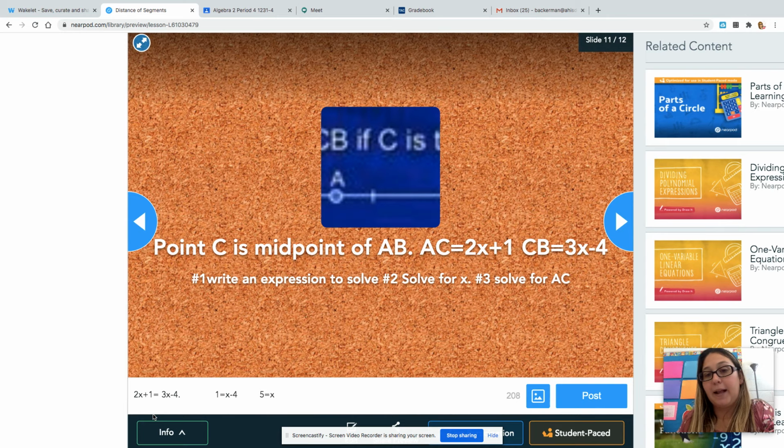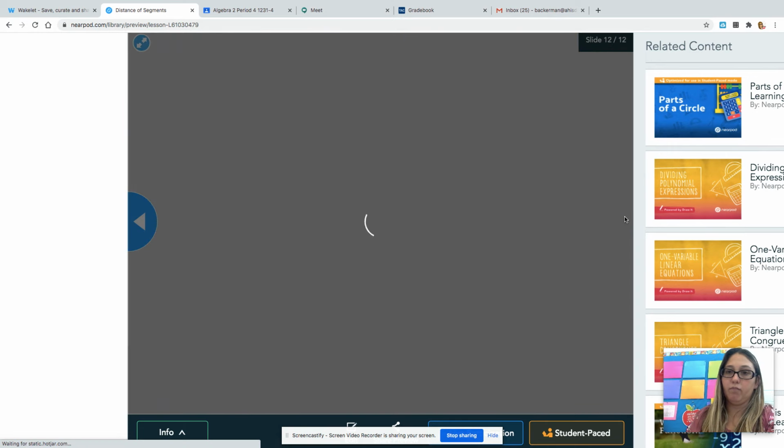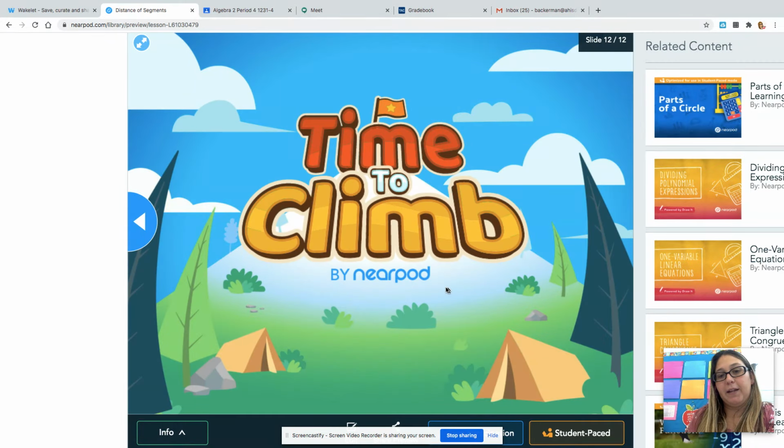Then I could plug the x back in. So in this case, I asked the class to solve for AC. AC up here is the 2x plus the 1. So down here, I can say 2 times 5, because 5 is x, plus 1 is going to equal 11. And so in this case, down here, I can say that AC is 11. Okay? All right, and then we just played a little game.